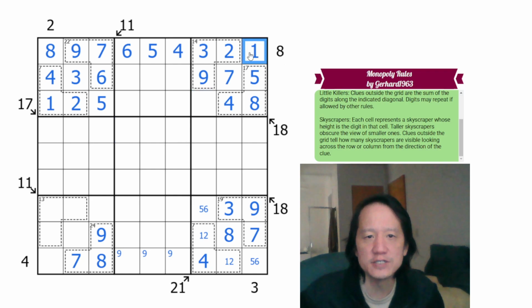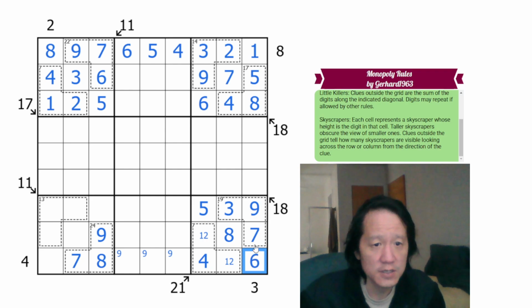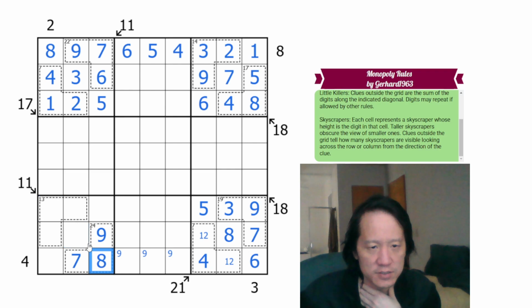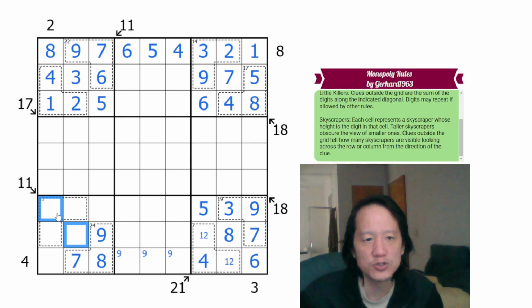What's the last remaining digit in box 3? It must be 6. So this can't be 6 anymore, so this is 5, which makes this a 6. Okay, what do we have here? This has 3 digits adding up to 11. Well, we already have 8 as one of the digits, so the remaining 2 digits must add up to 11 minus 8, which is 3.